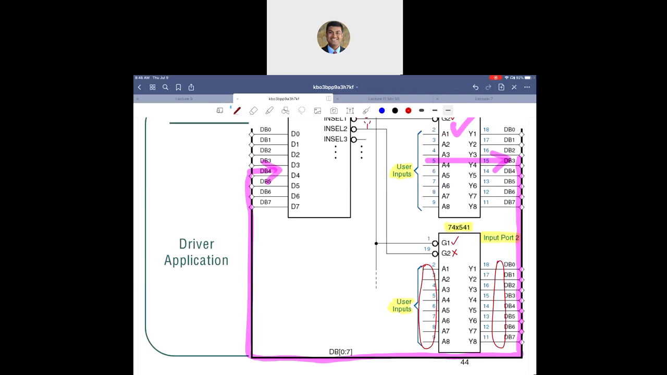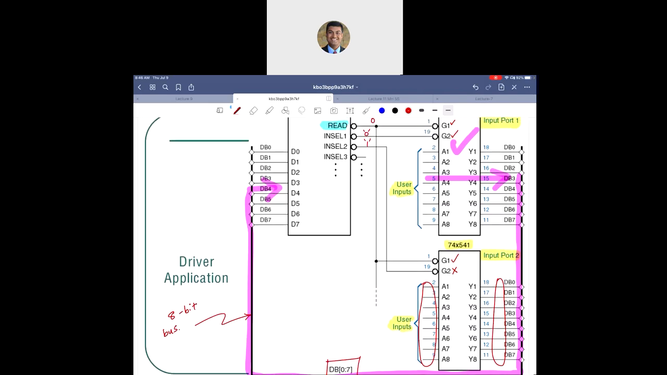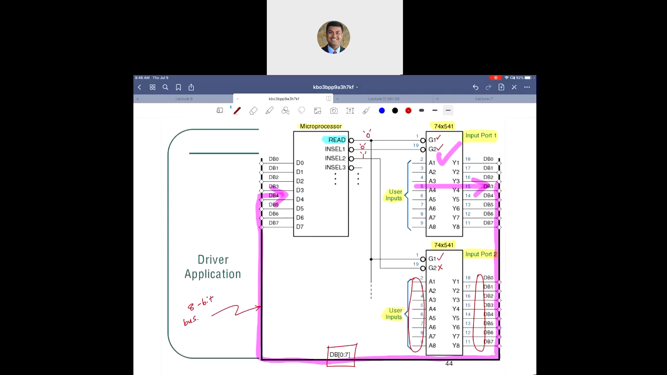which means the 8-bit bus, this is the 8-bit bus indicated over here, data bus, DB 0 through 7. So it's an 8-bit data bus. That data bus is only being controlled by the user inputs coming from input port number 1 in this case, because we have made sure that we read it and we have input select 1, or input port 1 select, active.